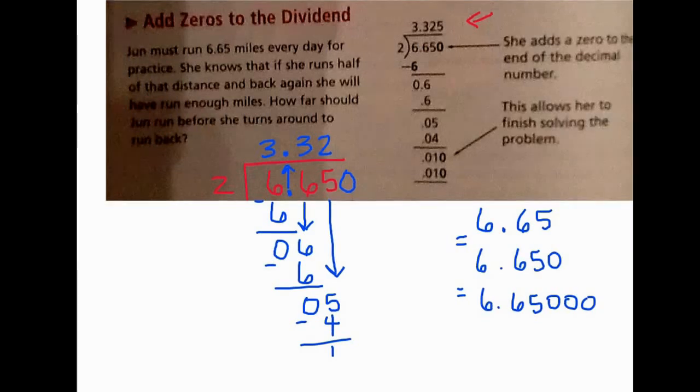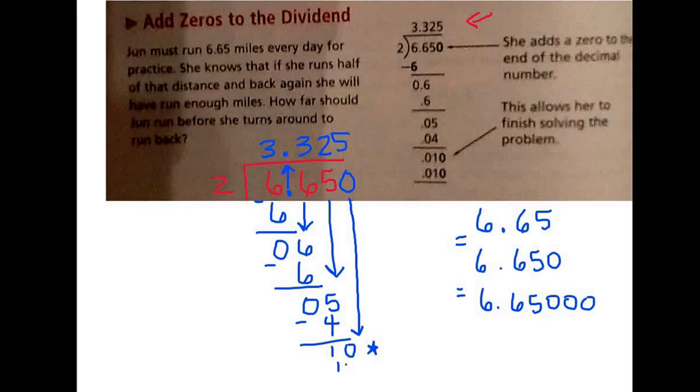So now I'm going to take that 0 that I added and bring it down. So now down here, I have a 10. That's going to work out much nicer because I know 2 goes into 10 perfectly 5 times. So 2 times 5 gives me the answer 10. And now when I subtract, I get 0. So no remainders. I don't have to worry about adding any more work or any more zeros.